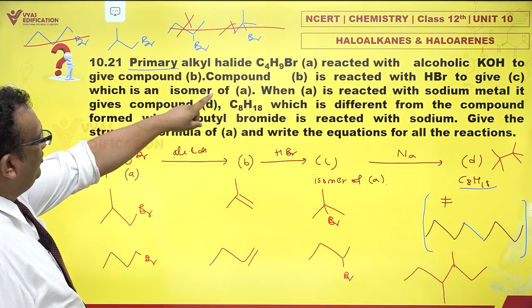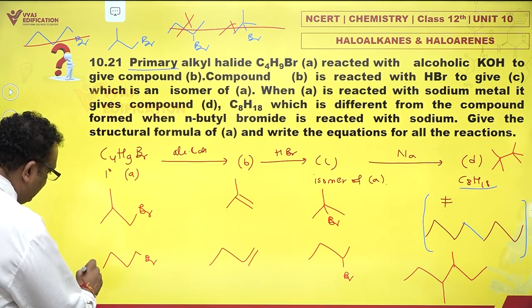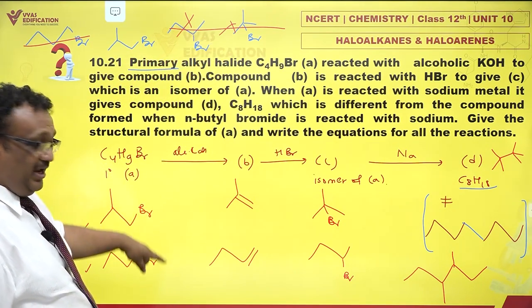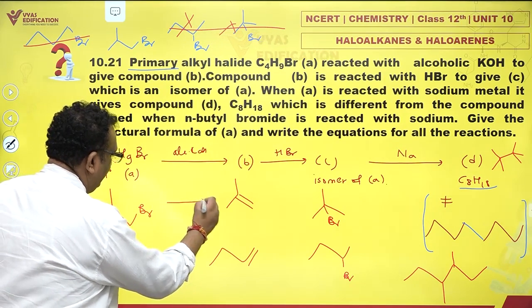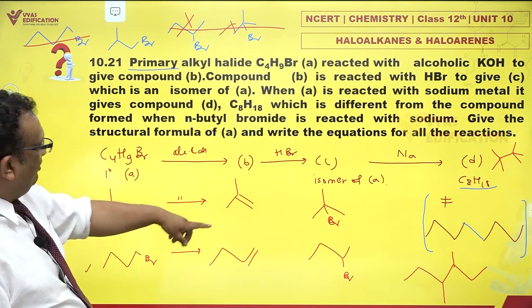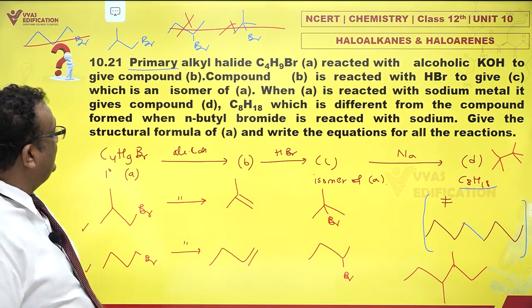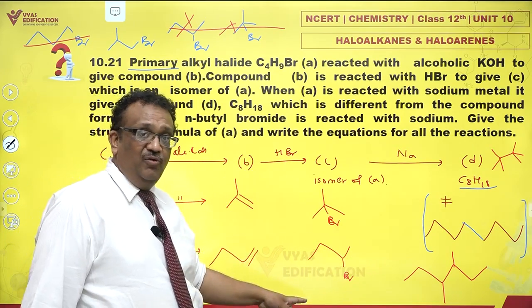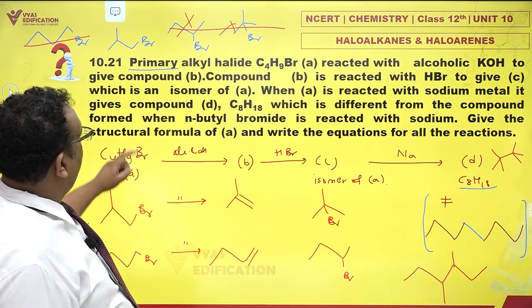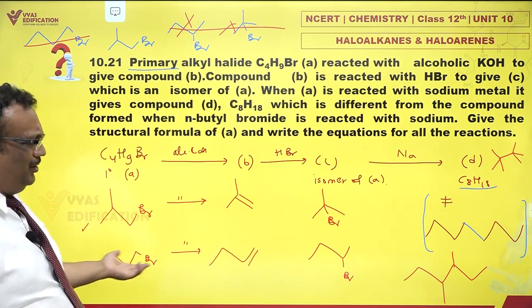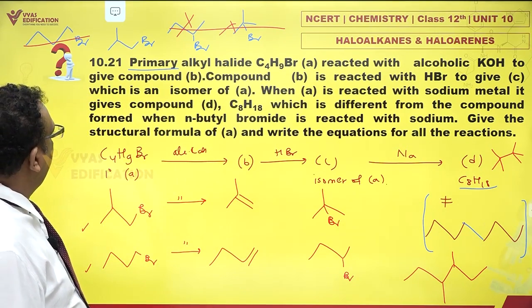Primary alkyl halide, this. Is this primary? Yes. Is this primary? Yes. It is reacted with alcoholic KOH, it reacts. I'm trying out 2 options. To give a compound B, I get compound B. B is reacted with HBr, well, I give Markovnikov addition, to give C, which is an isomer of A. Is C an isomer of A? Yeah, it is isomeric, fine.